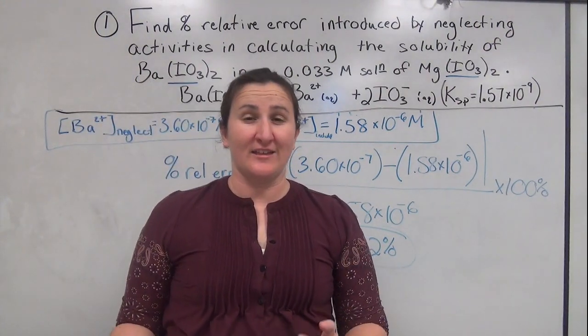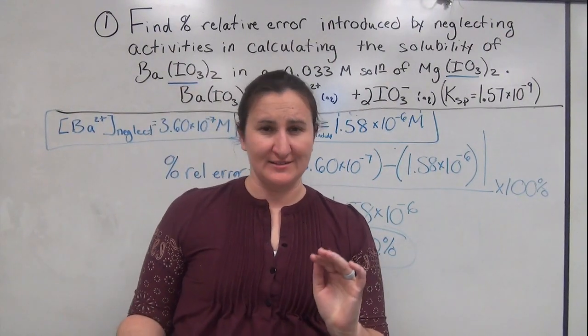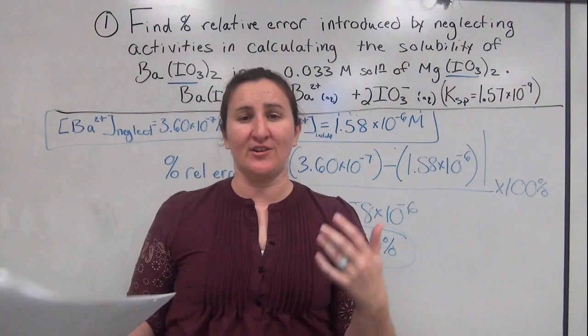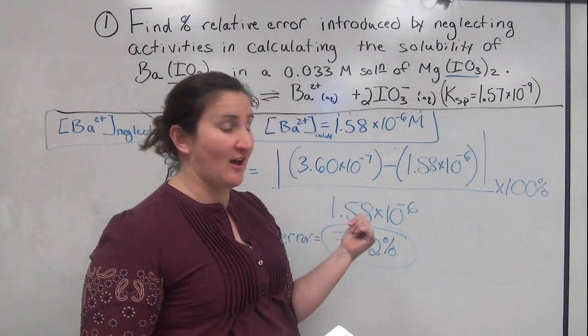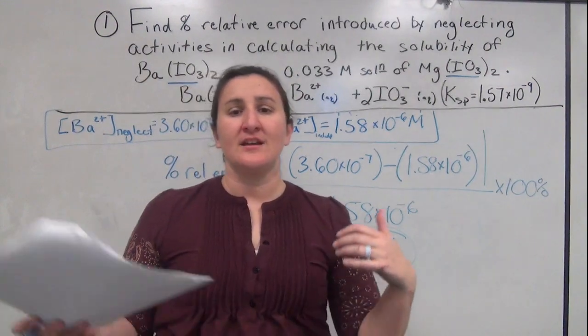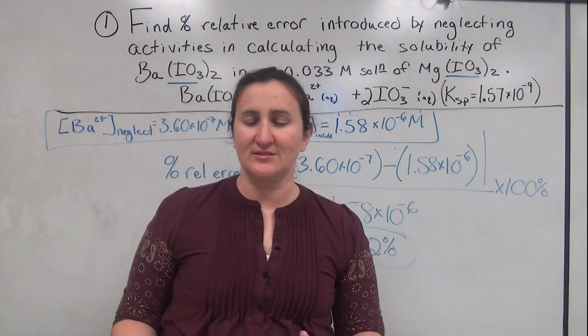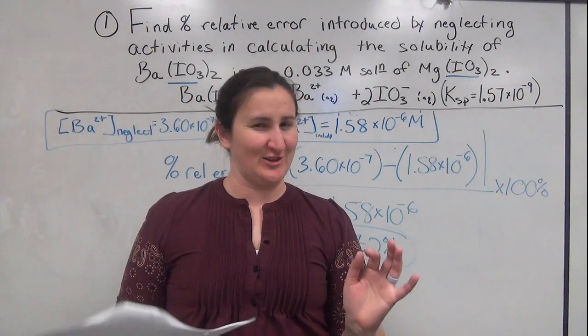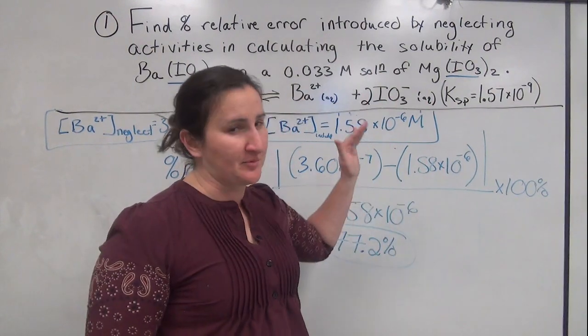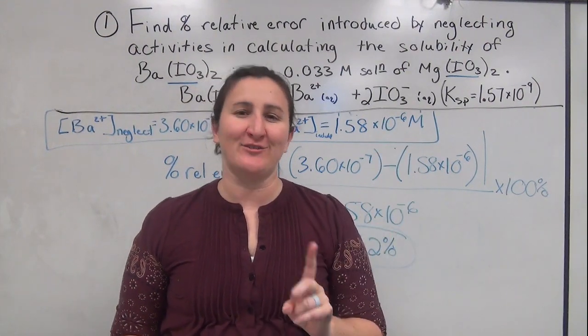So I hope you got out of this that including and neglecting activities is pretty much the same process, except you have to calculate your activity coefficients and include them in the calculations when you're including the activities. But when you're neglecting them, you don't. So in order to calculate those activity coefficients, you just have to calculate your ionic strength and look it up in the table. And then the process is pretty much the same. If you can work normal equilibrium problems, you can definitely work these.